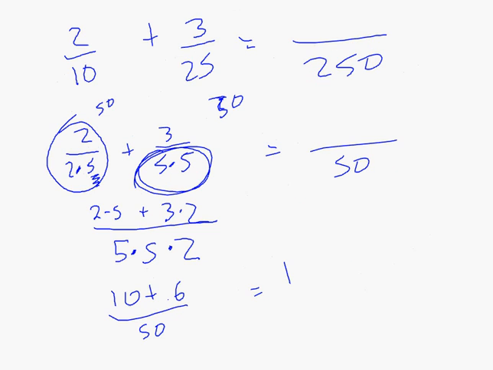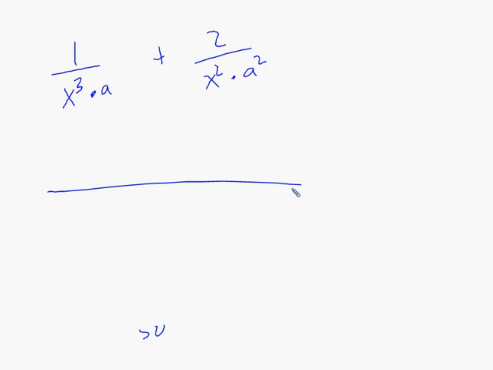You're counting, guys. Last time, 1 over x cubed times a, plus 2 over x squared times a squared. What's our common denominator? That's all I want you to figure out. Write it down right now, what you think the common denominator should be. You should say x cubed times a squared.